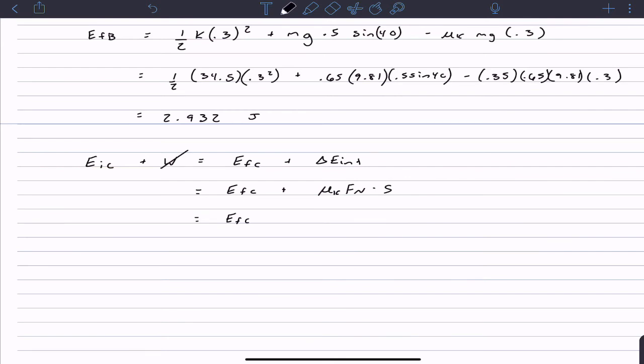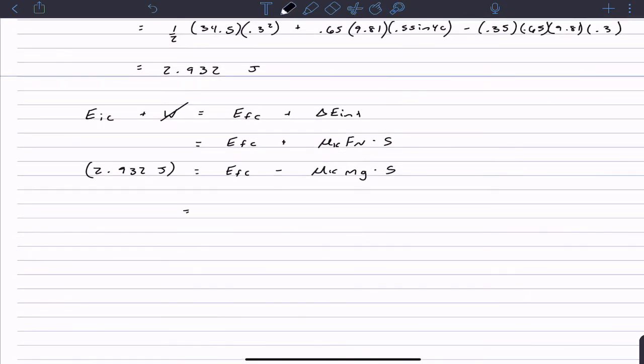Right. So, where was I here? Mu k mg, it's actually negative, by the way, dot S, and S is what we're solving for. We know this is 2.932 joules, right, over here. This is the initial energy that we started with because of all the reasons I just said. Okay, so now we have some potential, maybe?